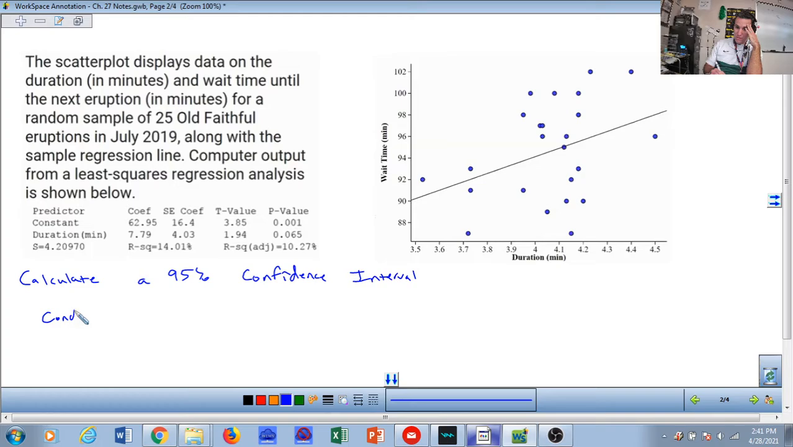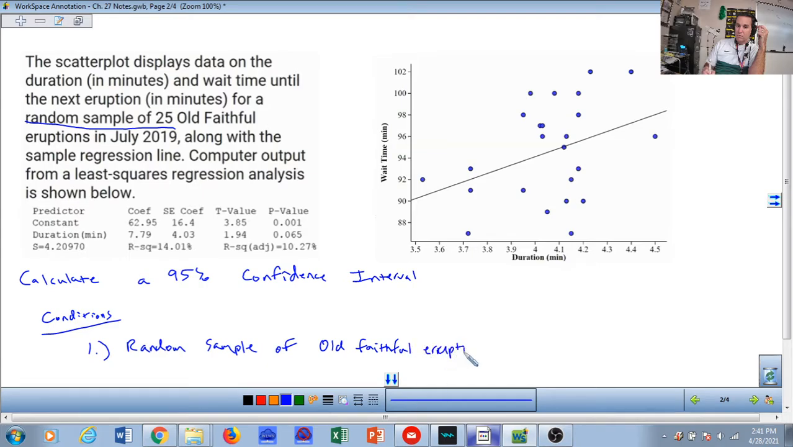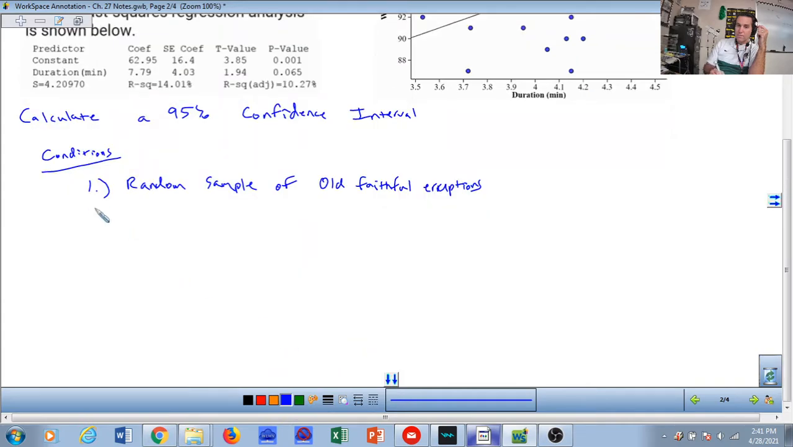So on my conditions, well, they said it was hopefully a random sample. Oh, they said it. Random sample. So it was a random sample of Old Faithful eruptions. And 25 is less than 10% of all the eruptions that Old Faithful has. So that's okay.